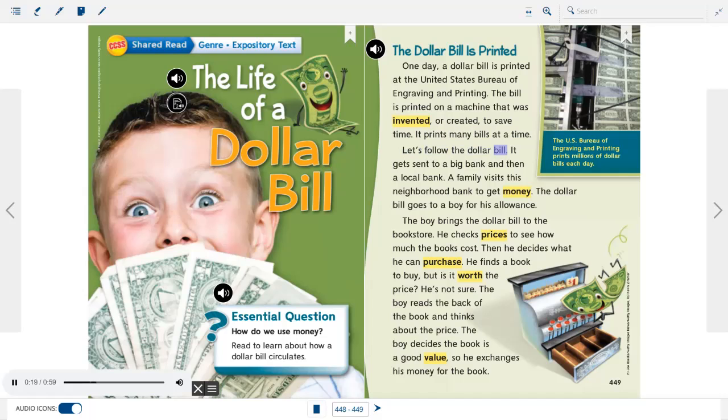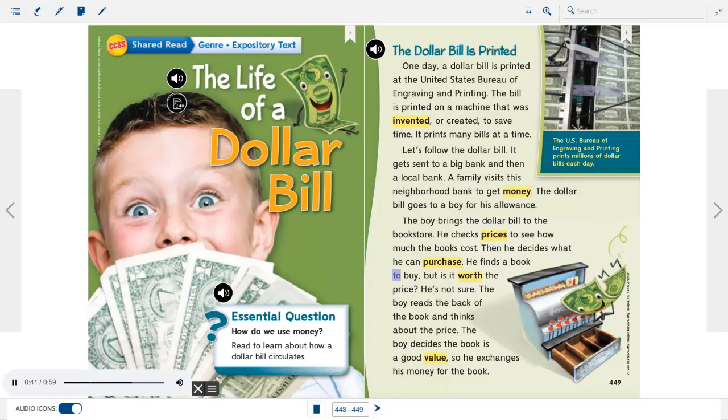Let's follow the dollar bill. It gets sent to a big bank and then a local bank. A family visits this neighborhood bank to get money. The dollar bill goes to a boy for his allowance. The boy brings the dollar bill to the bookstore. He checks prices to see how much the books cost. Then he decides what he can purchase.